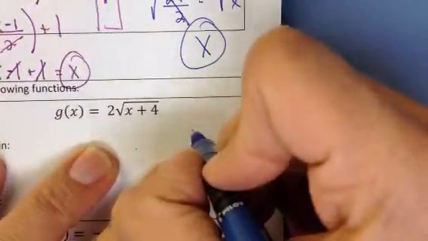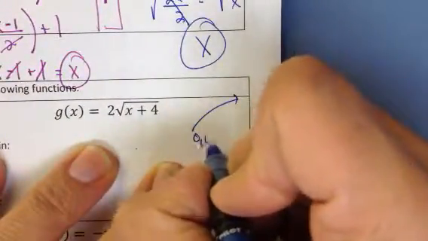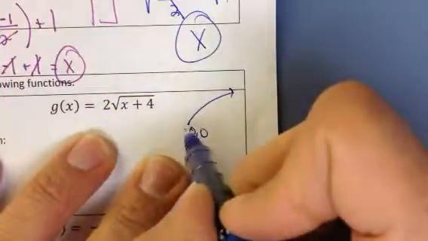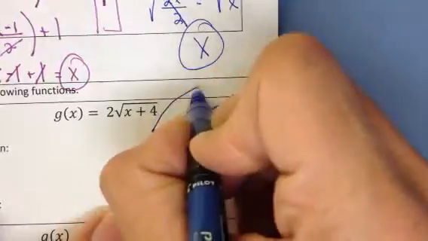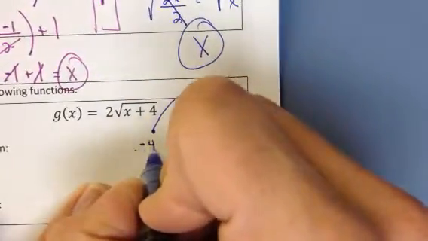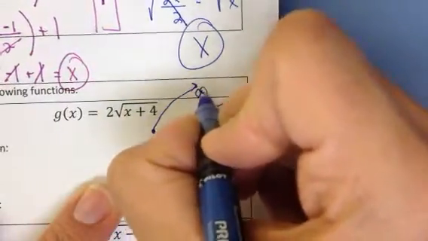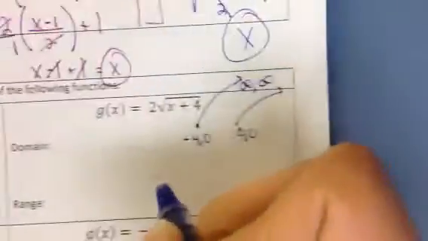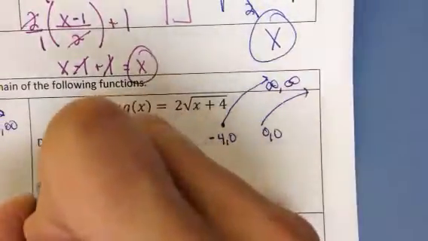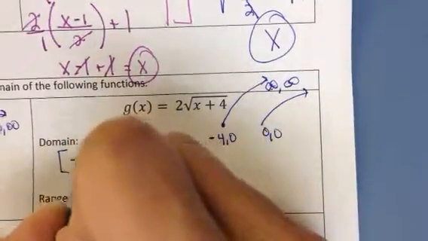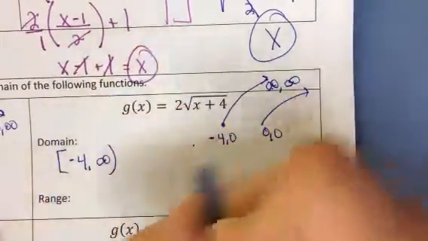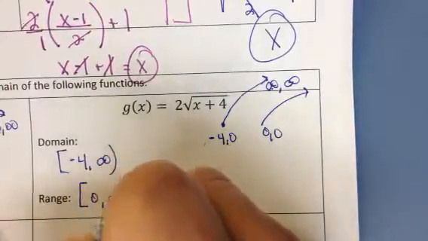Now, square roots are something different. Normally, this starts at 0, 0. The stretch isn't going to do anything to 0, 0, but the 4 is going to make it go left 4. So now it's starting at negative 4, 0. When I put the infinities here, my x is going to start at negative 4 and go to infinity. But my y's will still be 0 to infinity.